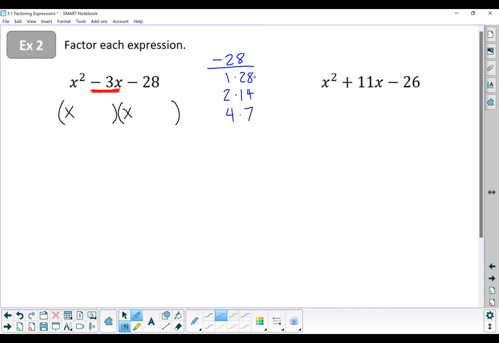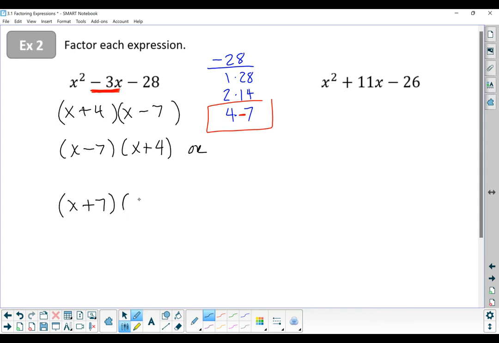I know I need one of these numbers to be negative to give me that negative 28, and I need a middle term of negative 3. So it looks like this combo could give me a 3 that's negative if the 7 is negative. So my product is going to be 4 times negative 7. I can fill those in to get my two factors. And remember, if I switch the order of those two factors, that's okay. What would not be okay is if I had switched the signs. If I had x plus 7, this is not okay.